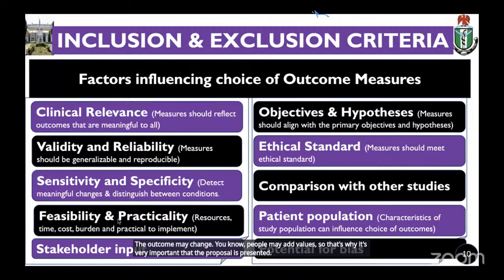Your objective and hypothesis, which measures how your outcome measures align with them, is equally very important. They may influence it. If your objective is, for instance, in the women you are assessing for postpartum hemorrhage, to find out how many women died from postpartum hemorrhage, then it means your primary outcome measure is not likely to be the volume of blood loss. It has to be the number of women that died from postpartum, sorry, hemorrhage.